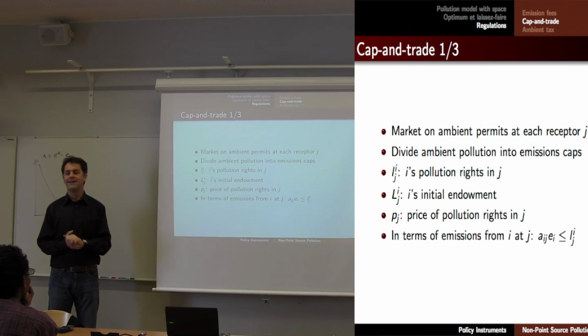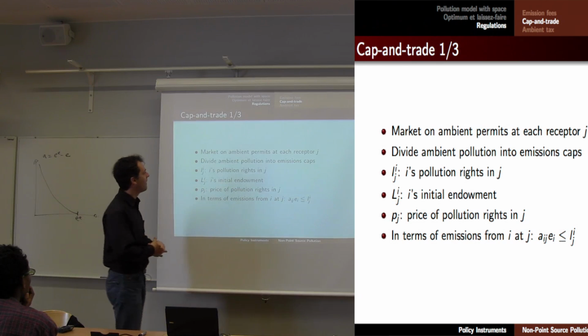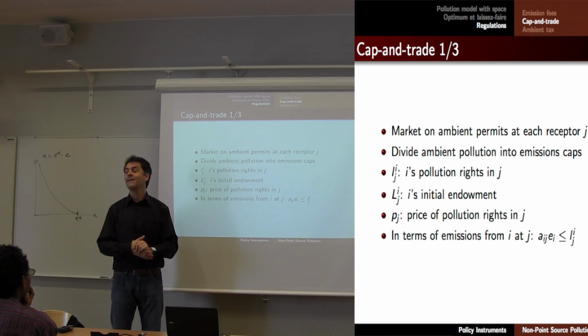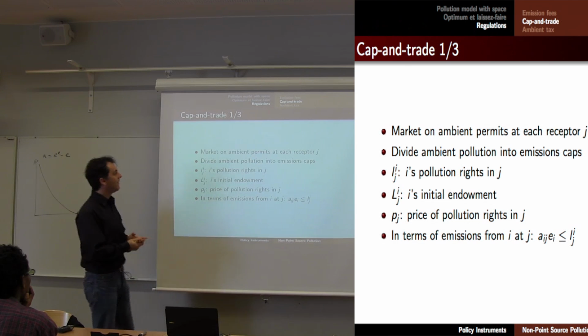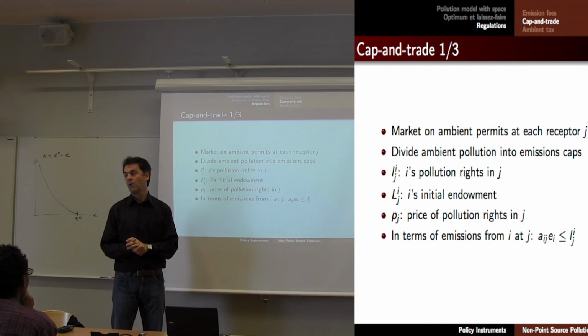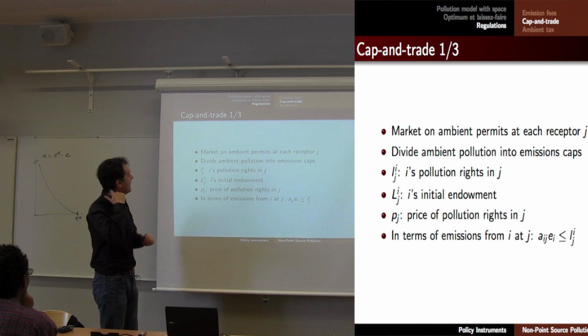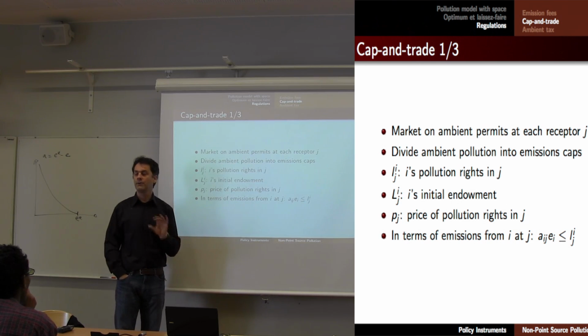Now, cap and trade. Economists love markets, so they want to set markets everywhere. An economist would tell you that the problem here is the lack of property rights on externalities like pollution. So let's assign property rights on externalities. Now the question is, would you assign property rights on emission or on pollution? You can do either way. Here, you can, for instance, assign a permit on ambient pollution at each receptor of pollution, for each victim of pollution.